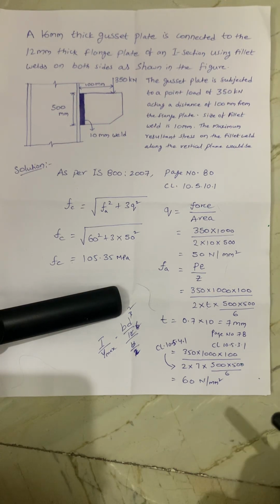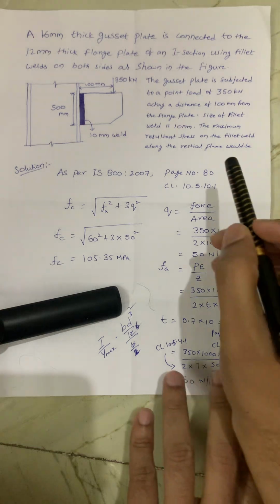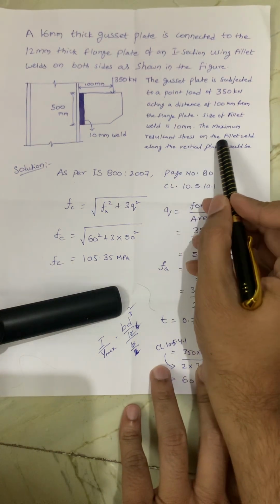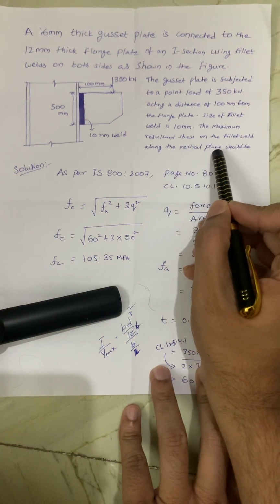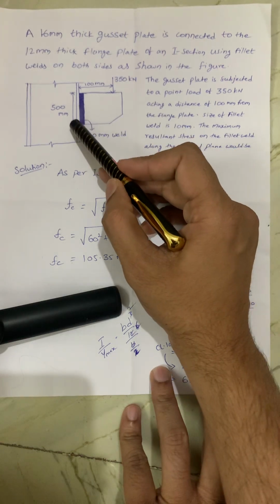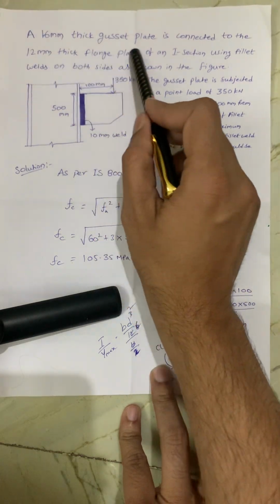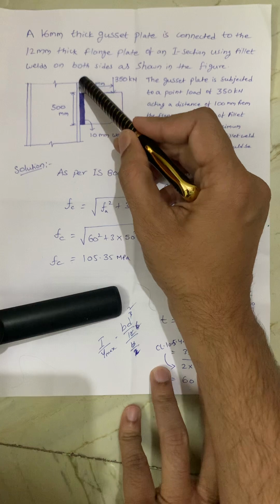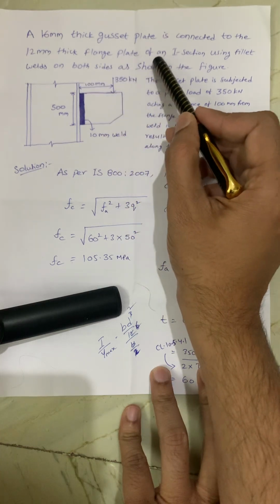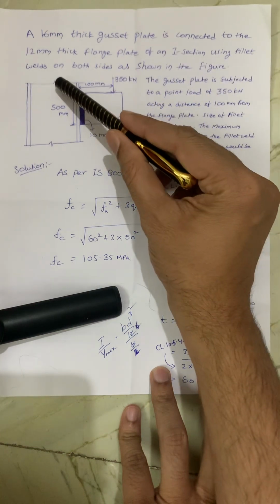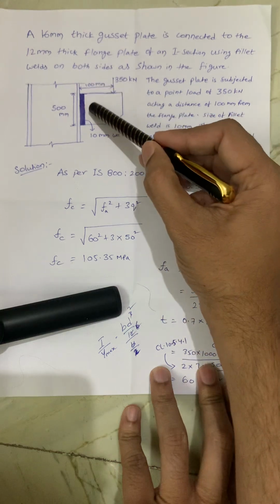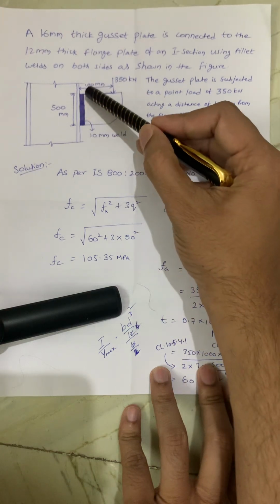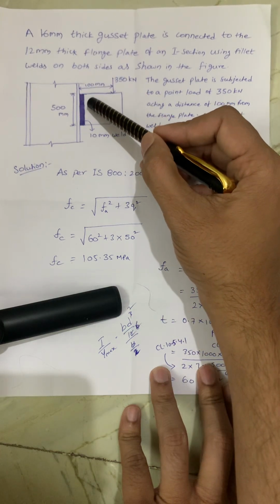In this video, I'll explain how to find the maximum resultant stress on the fillet weld along the vertical plane. So here the given question is, a 16 mm thick gusset plate is connected to the 12 mm thick flange plate of an I section using fillet weld on both sides. So this is one side and this back side is another side, that is two sides.